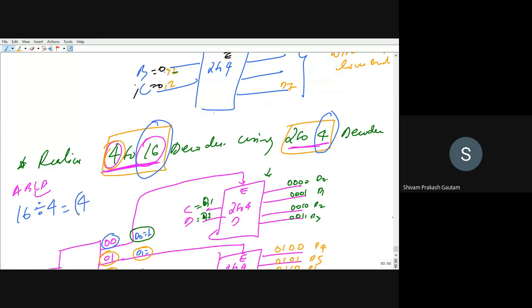The 4 is still there. So 4 is still divisible by 4, so I can divide 4 by 4 again. So I will get 1 here. So you can add this 4 and 1. So how many decoders will we be requiring? We will be requiring 5 2 to 4 decoders. Just wait.